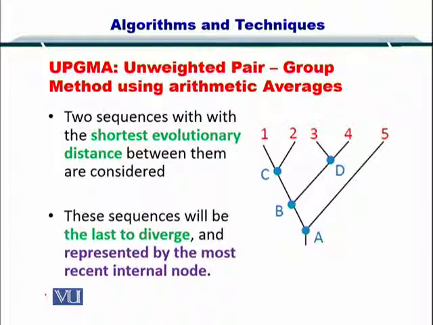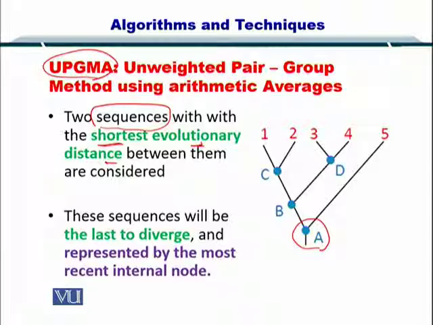So UPGMA, or simply the unweighted pair group method using arithmetic averages, helps us construct phylogenetic trees with roots as well. So to start with, you consider sequences with the shortest evolutionary distance. So it essentially means you start with two sequences that are the most similar to each other. Now, how do we know which sequences are similar to each other? Simply use the pairwise sequence alignment.